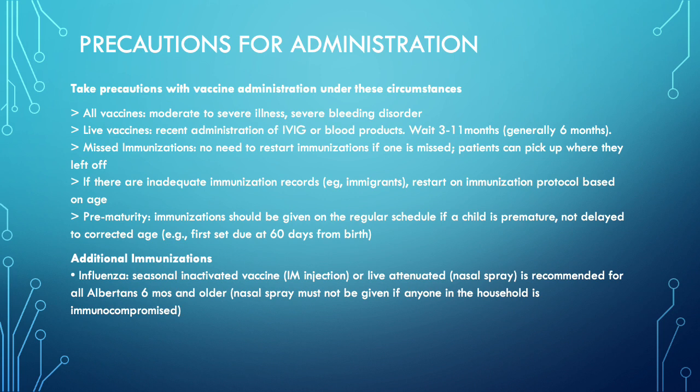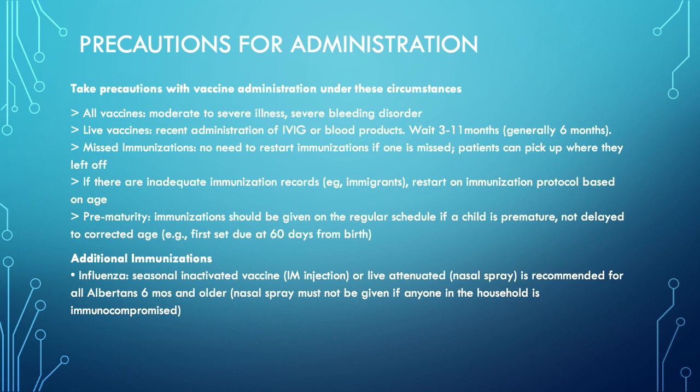And precautions for administration. So certain precautions, especially for live vaccines, in cases of severe bleeding disorder, precautions should be taken. If there's a recent administration of immunoglobulins or blood products, live vaccines also should be deferred. And in premature babies as well, immunizations should be given on a regular schedule, and not delayed. They should not be delayed for a corrected age. So it should be done based off of their actual age.